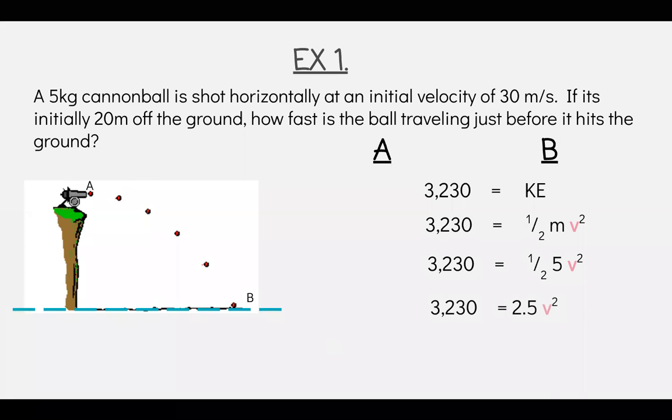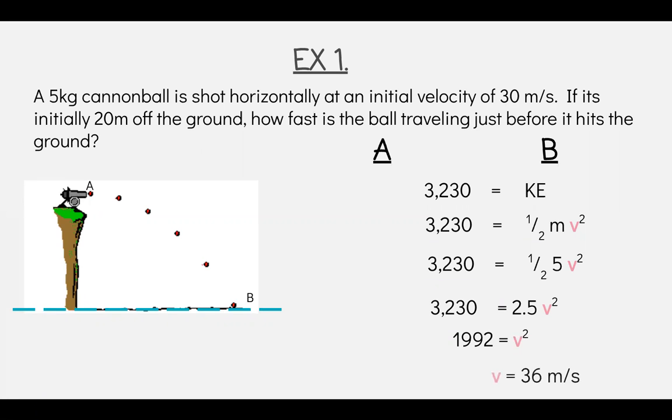My last step is to either solve for a missing speed or a missing height. So I divide by 2.5 on both sides. Square root is my last step for 36 meters per second.